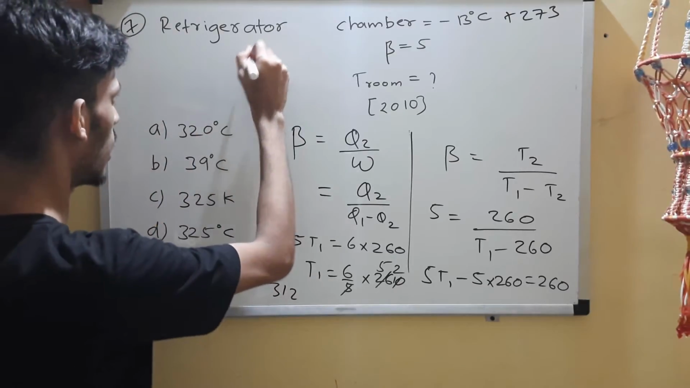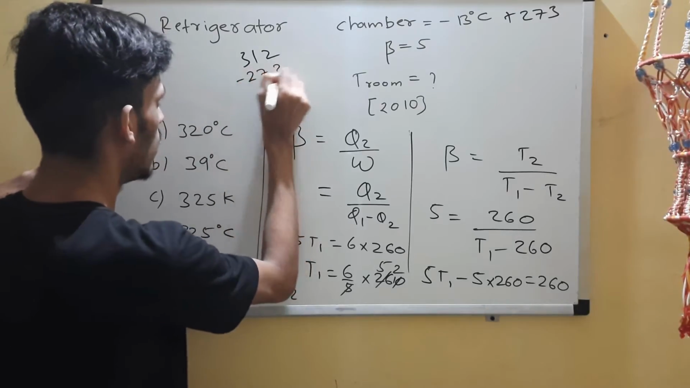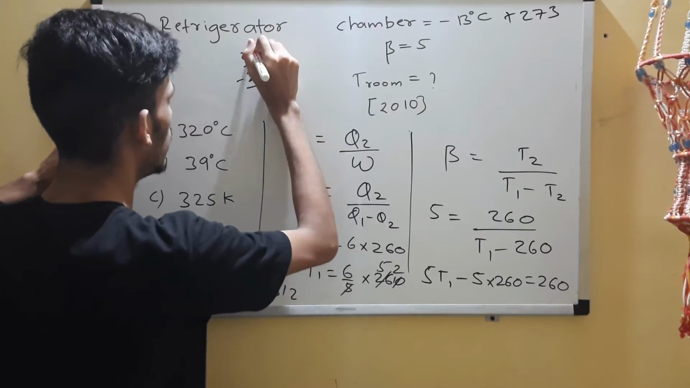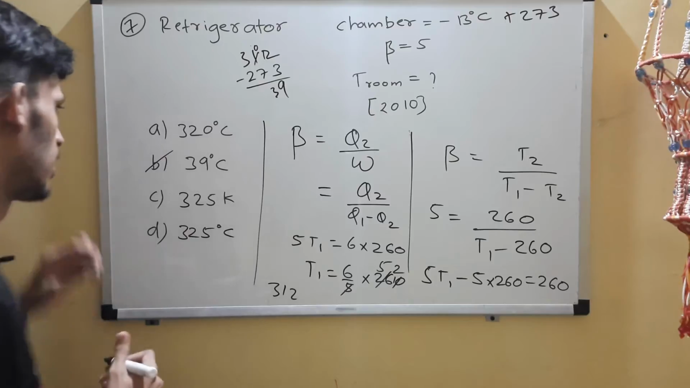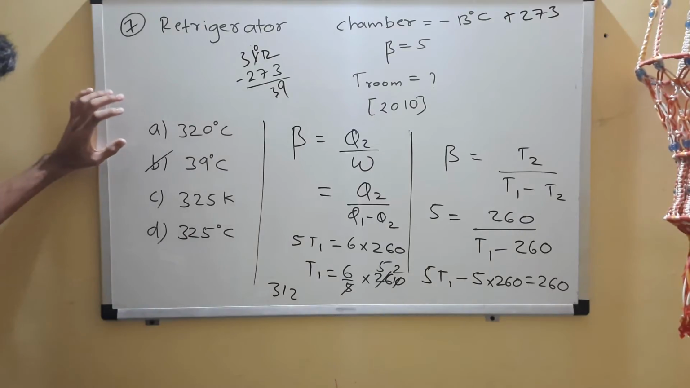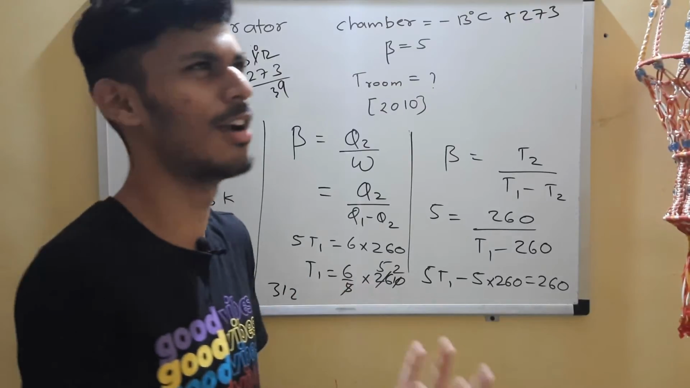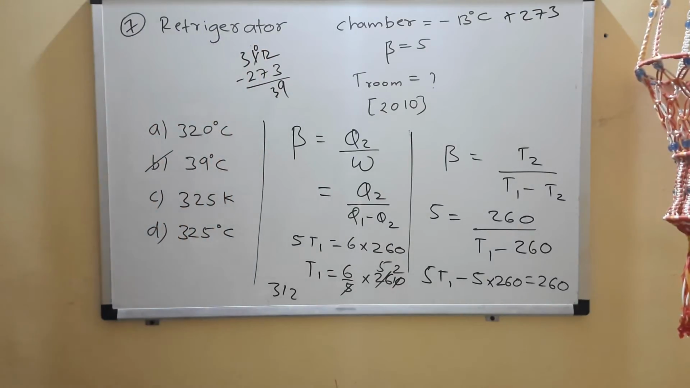I have to again convert it to degree Celsius now and see the matching option. Minus 273, that will give us 39. Okay, so 39 is the correct choice. Like 320 degrees Celsius and 325 degrees Celsius, the room can't be so hot, right? Unless I'm there in. Over to the next question.